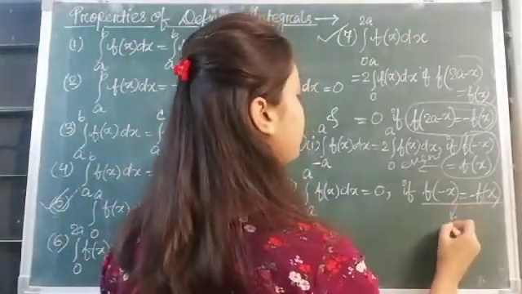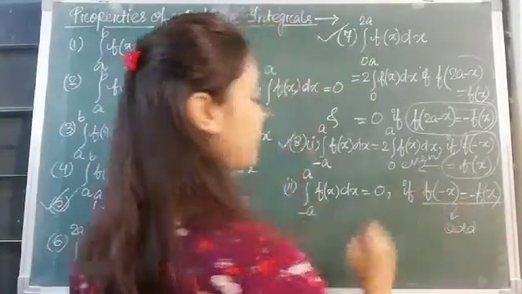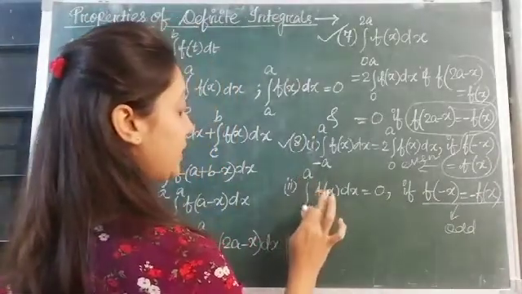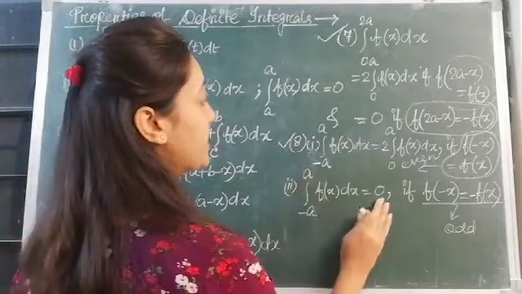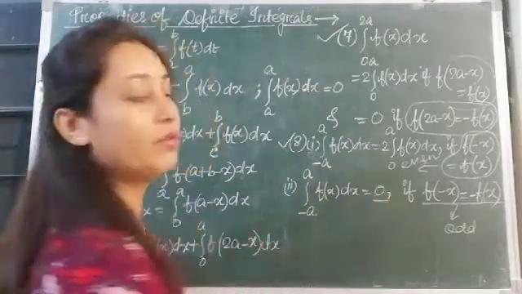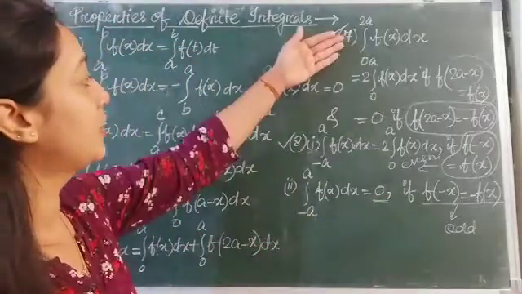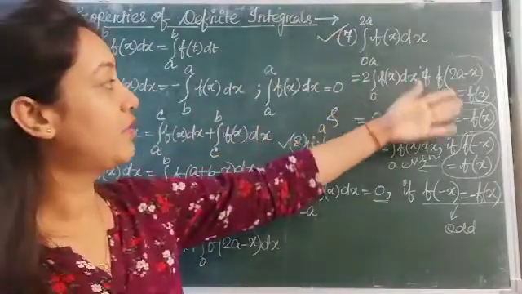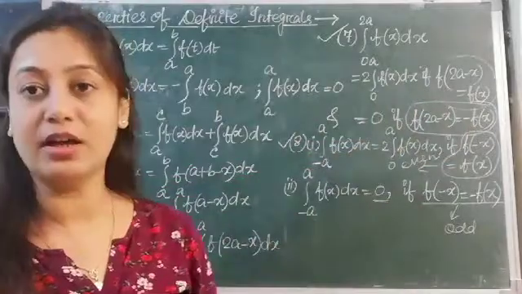This implies that the function is an odd function. Okay, so if you get an odd function, then the integration from minus a to a of f of x dx will be equal to what? 0. Whenever you get any question which consists of these two properties, you check the function, and then you will directly get the answer.